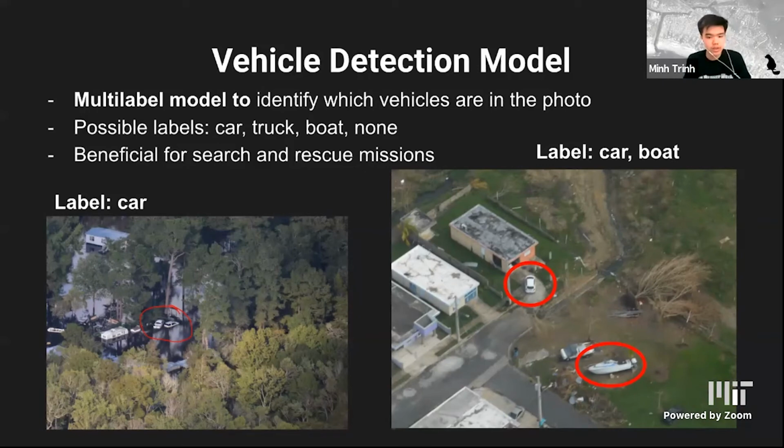On the left image, you can see cars in the red circle. The model would return the single label car. On the right image, you can see a car in the top left corner and then a boat in the bottom right. In this case, the model would return car and boat labels.